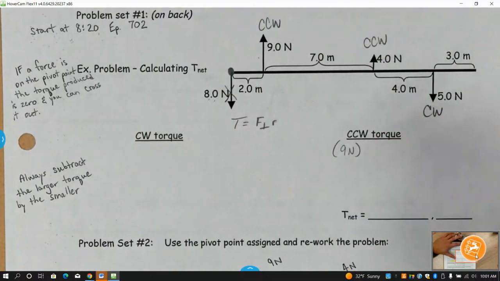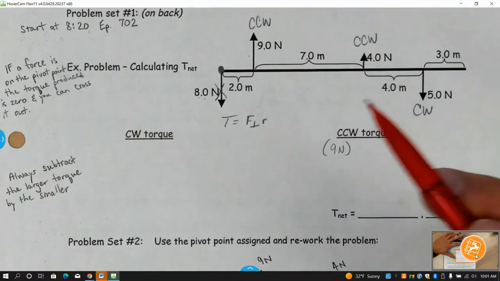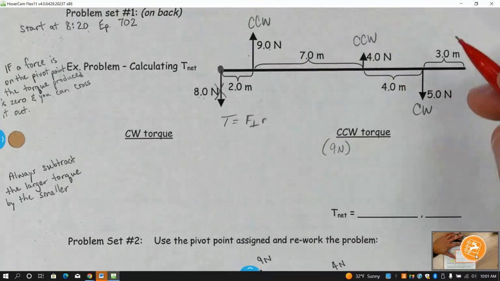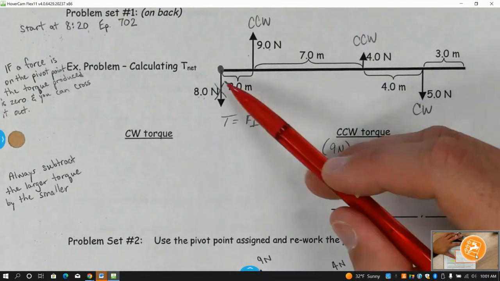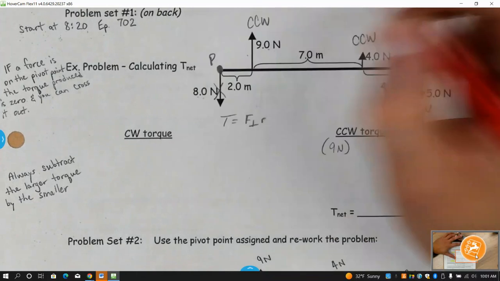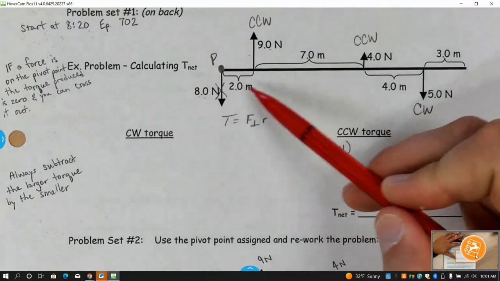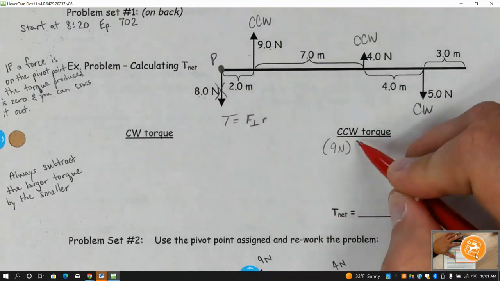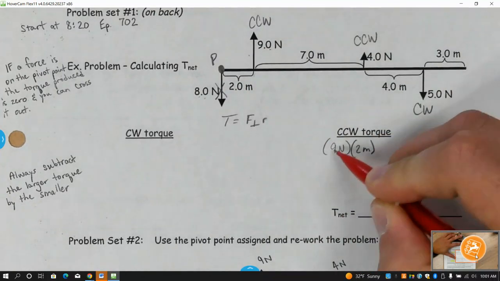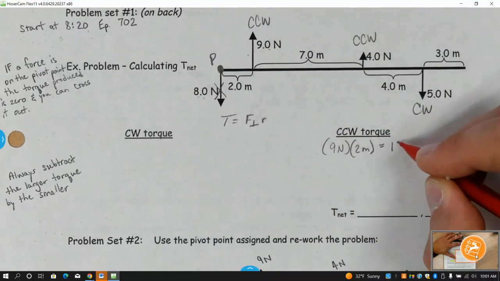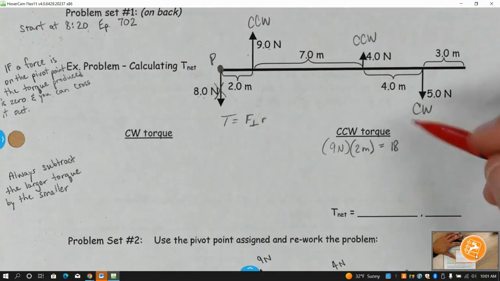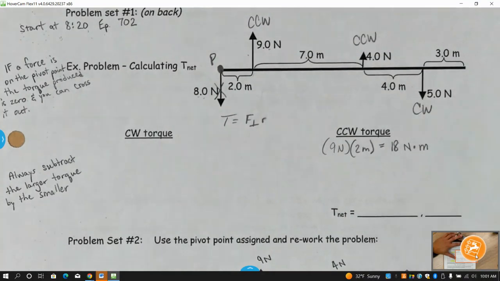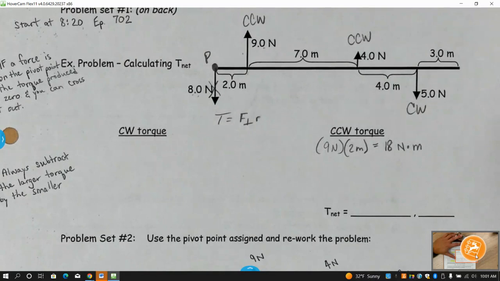Now, how far is the 9 Newton force from our pivot point? I should have put a P here. 2 meters, right? So this 9 Newton force is 2 meters away from P. 9 times 2? 18. Now the unit for torque we had written down is the Newton meter. Newton times meter.